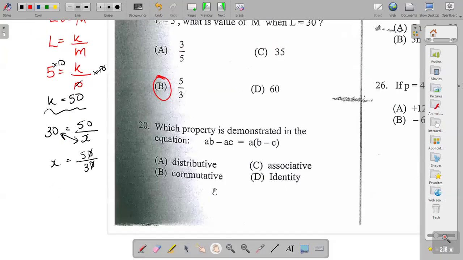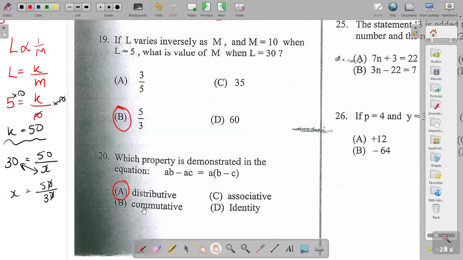All right. Which property is demonstrated in the equation? Here, we should see that A is being distributed to B and C. That's distribution. So the answer is A, because you should know what all of this means.